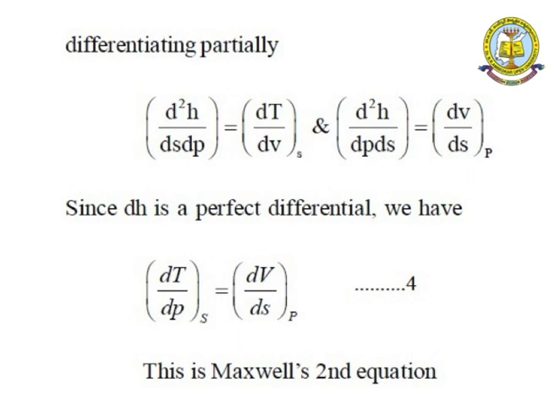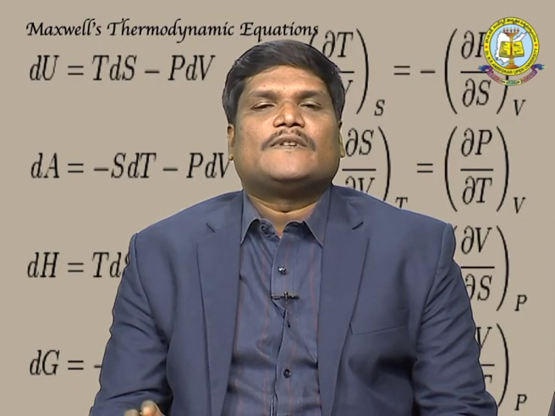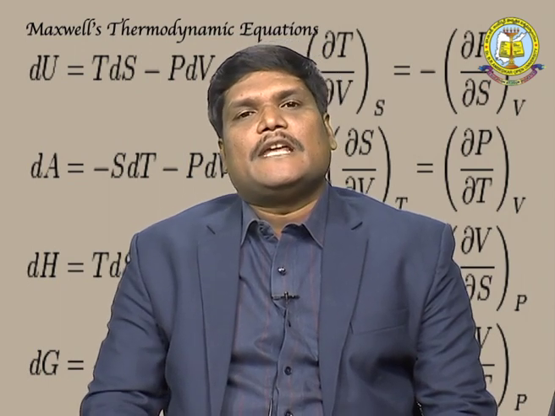Why? Because dH is a perfect differential. So we can simplify by equating these equations: (∂T/∂P) at constant S equals (∂V/∂S) at constant P. So, this is Maxwell's second equation. Next one, what is the relation 3?